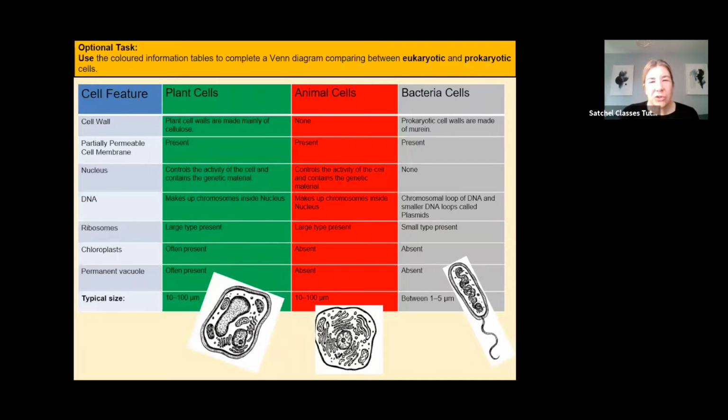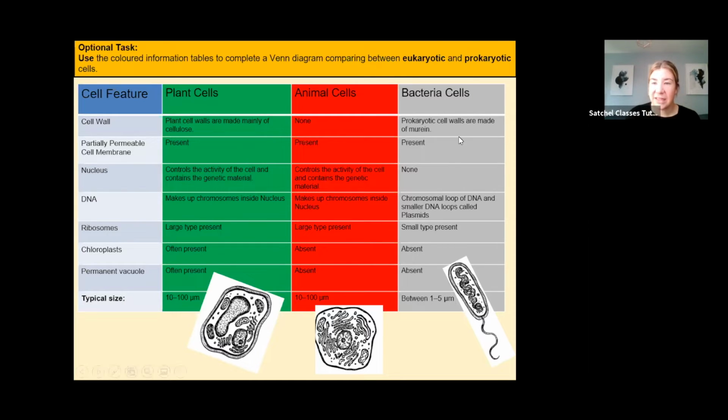This is an optional task, and it's for those that maybe like to have a different set of notes instead of just bullet points. Maybe they like to put things in a different way. It's for those people that like a more visual representation of what's going on. So it says use the coloured information tables to complete a Venn diagram. I'll show you what a Venn diagram looks like, comparing eukaryotic and prokaryotic cells.